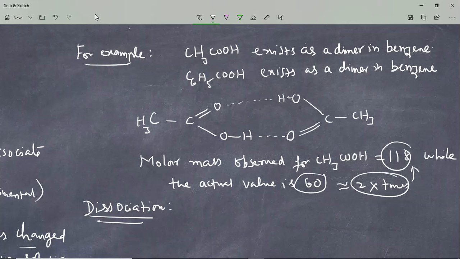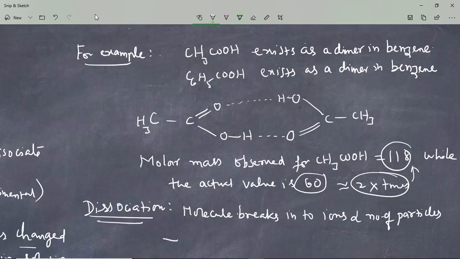What is the meaning of this? The molecule breaks into ions, which increases the number of particles. That means the solute particle number increases. So when the solute particle number increases, what will happen? Because of this, the colligative property increases and the molar mass decreases.